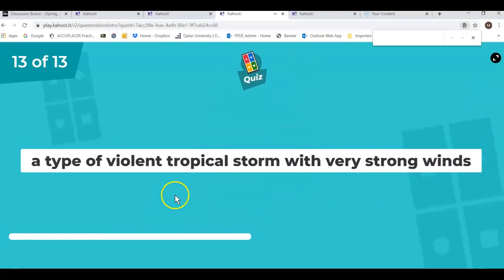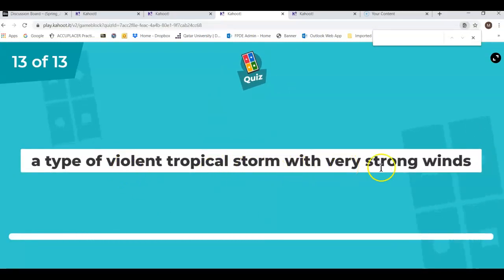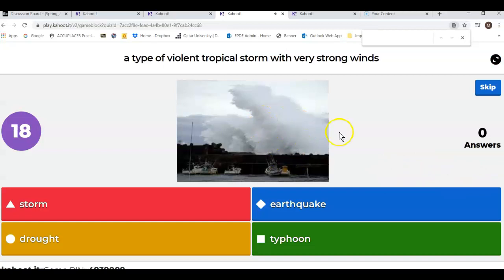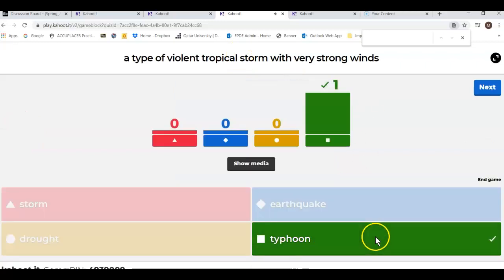13, the last question. A type of violent tropical storm with very strong winds. Look at this. It's wind with rain. We call this typhoon. Typhoon is the right answer. A type of violent tropical storm with very strong winds.